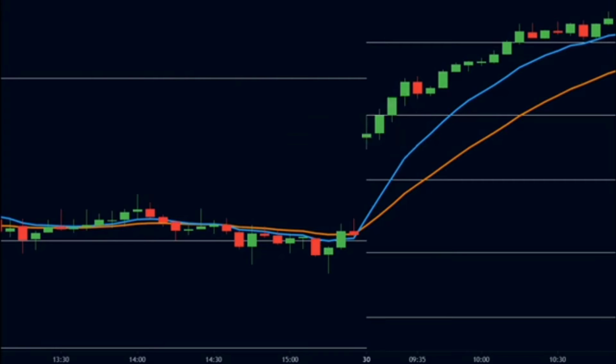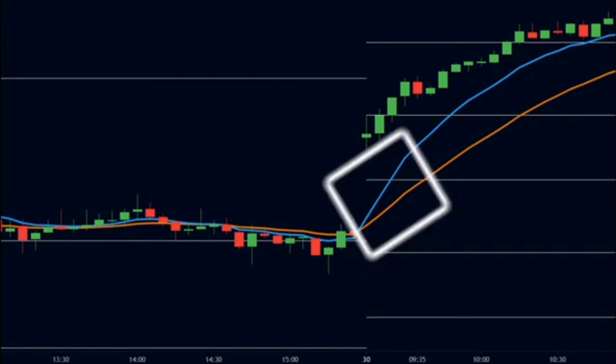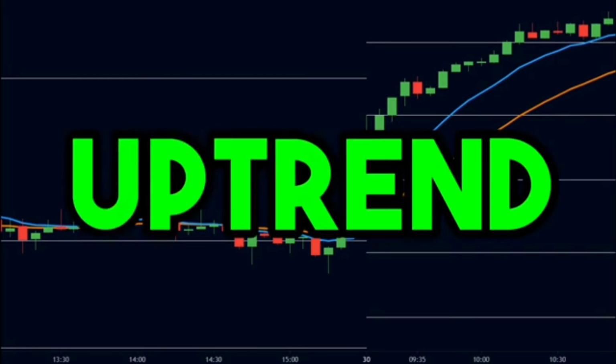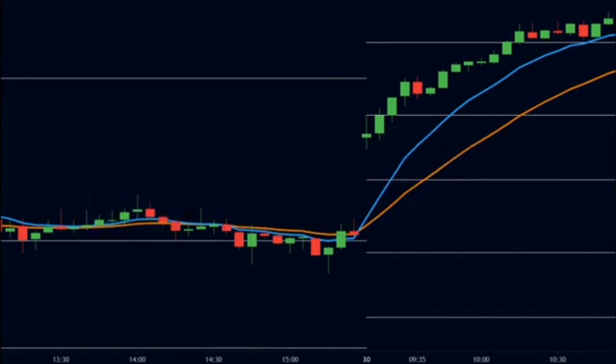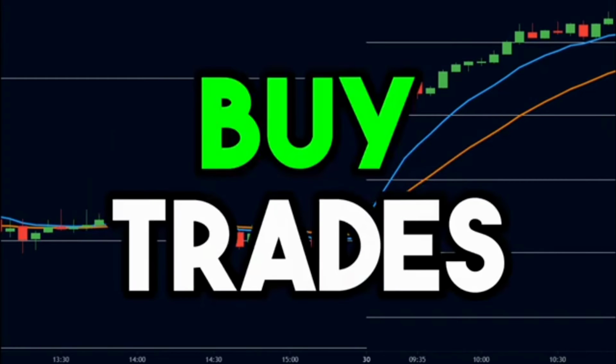Due to this bullishness, we see that price is above the 9-period EMA, and the 9-period EMA is above the 21-period EMA. Also, both of these moving averages are sloped upwards as well. This is a clear sign of an uptrend. Hence, we will only look for buy trades.